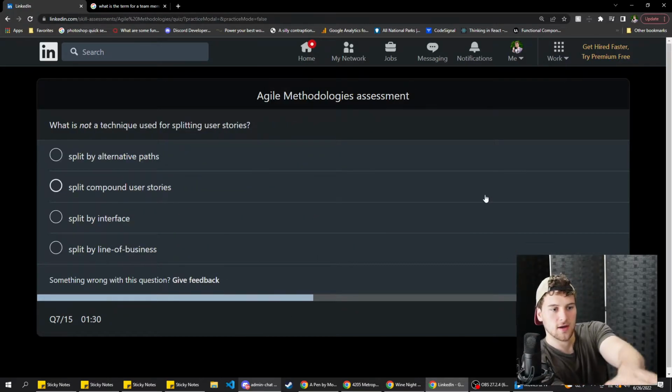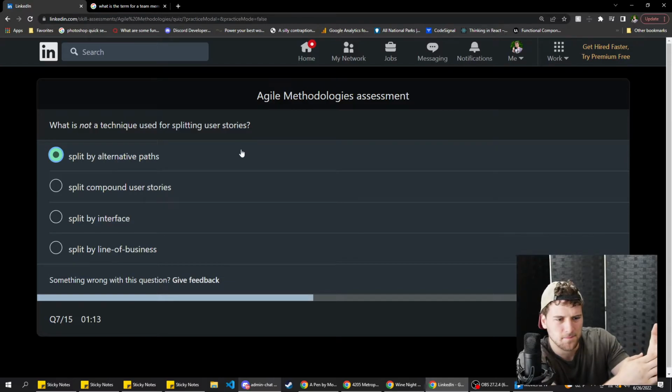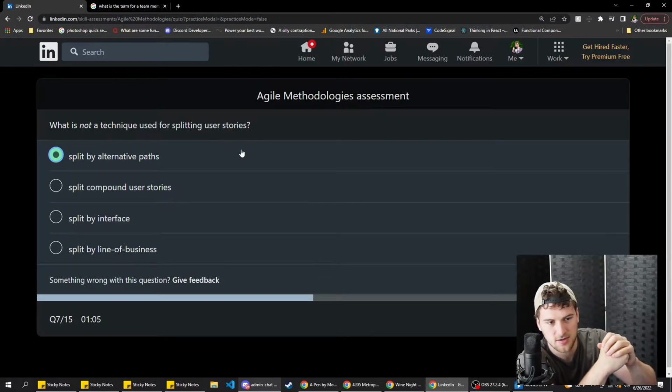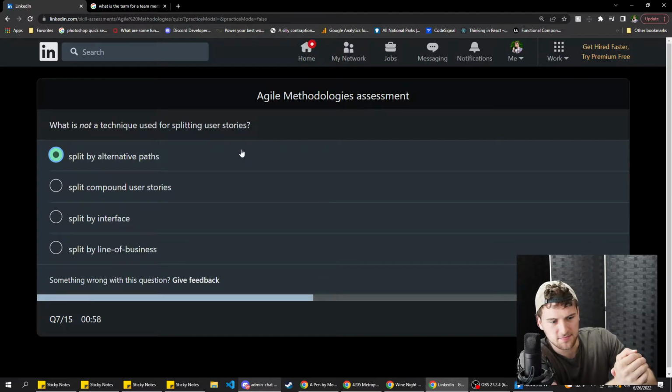So next, what is not a technique used for splitting user stories? Splitting by alternative paths? That doesn't sound good. Split compound user stories. That sounds valid, because if you have an 8-point story, or what's the next above 8, 16? A high point story, and you want to split that into smaller stories, I assume that would be called split compound user stories. Split by interface. That's an interesting concept. Split by line of business, LOB. I feel like it's A still.